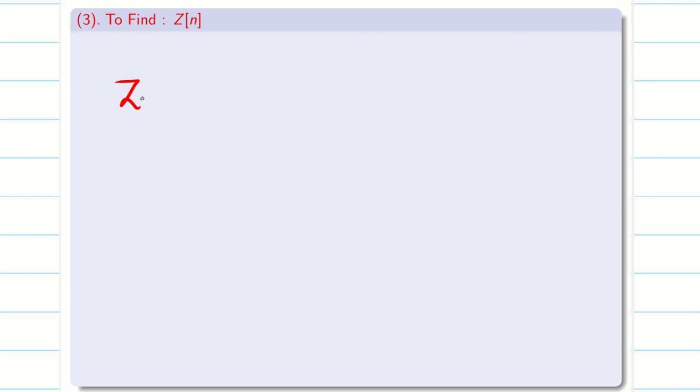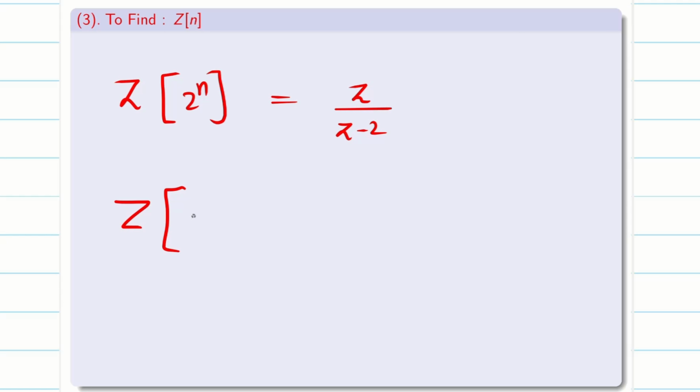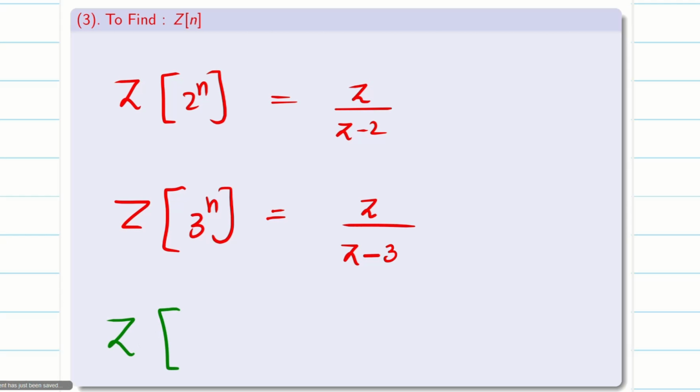Next, they may ask some MCQ. What is Z of 2 power n? You can write z by z minus 2. What is Z of 3 power n? It's going to be z by z minus 3. Sometimes they will ask, what is Z of minus 3 whole power n?